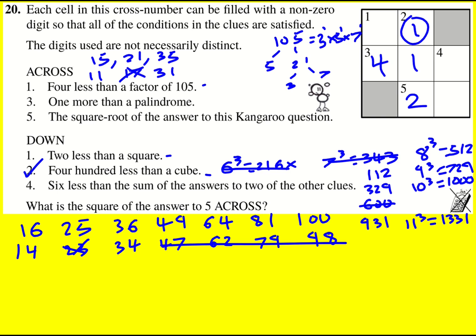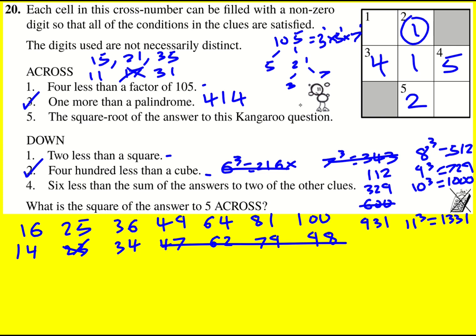So maybe 3 across will be useful now. One more than a palindrome. A palindrome is a number that reads backwards and forwards. So if it starts with a 4, it would have to end in a 4. And if it's one more than that, it's going to be 415. Okay, that one was quite quick now. Right, so what are we left with now? We can't do 1 across or 1 down quite yet.